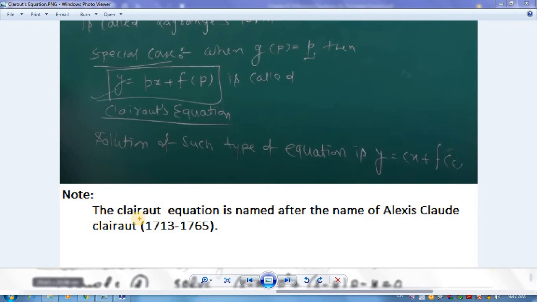The Clairaut's equation. The Clairaut's equation is named after Alexis Claude Clairaut. Alexis Claude Clairaut is a mathematician and physicist who devised a differential equation, which is called Clairaut's equation. And the portrait is shown here.